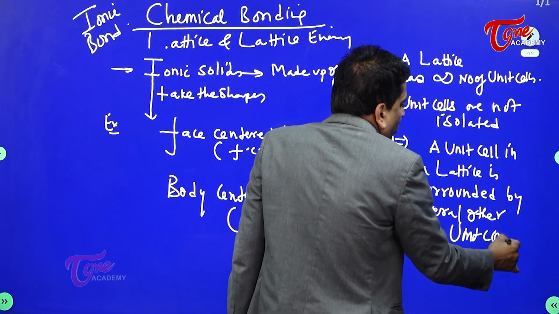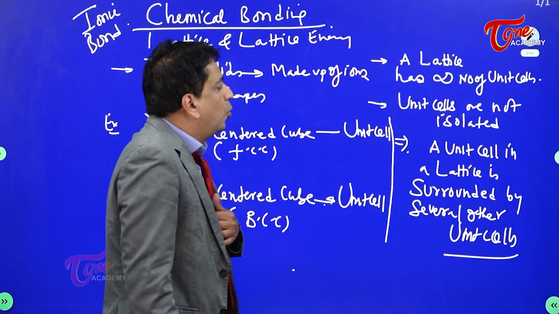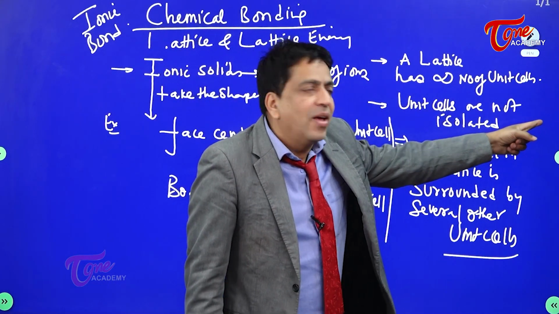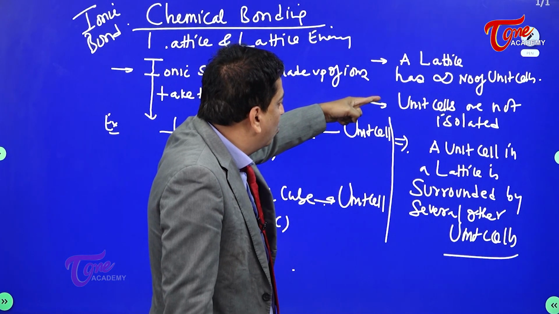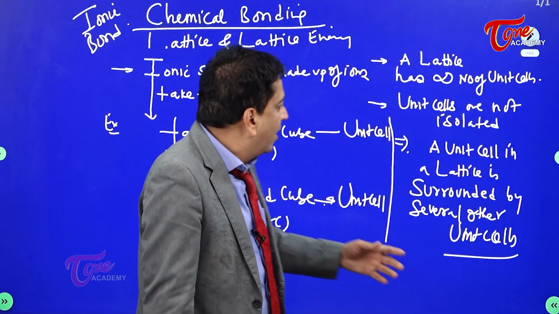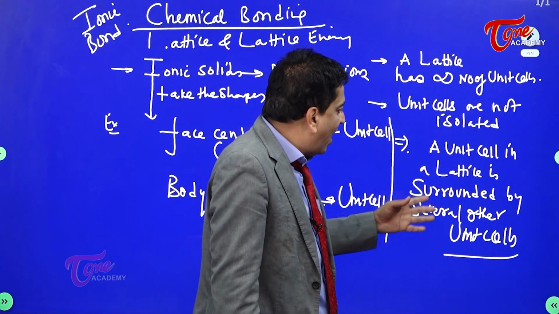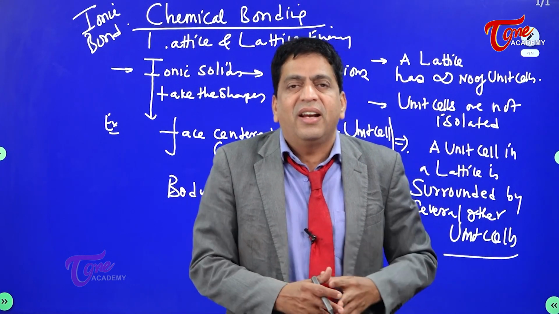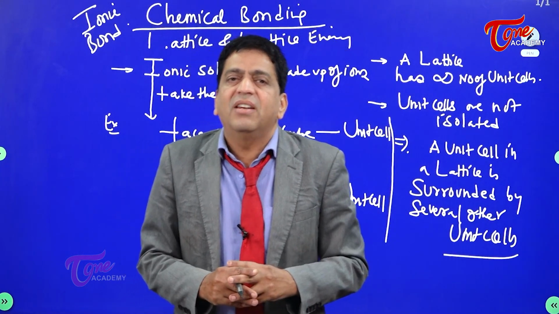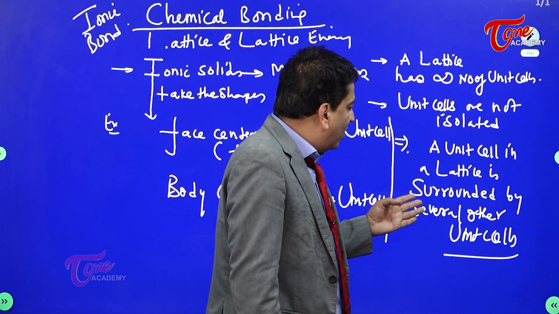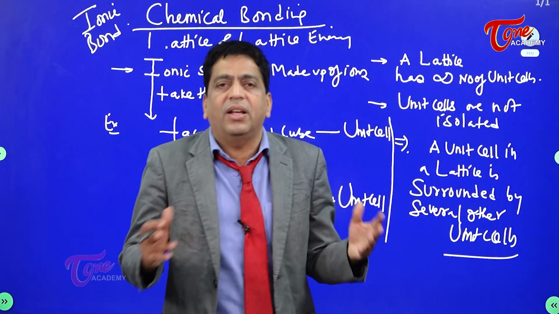Now it's common sense. You must understand. You yourself claim that the lattice has an infinite number of unit cells. When you have an infinite number of unit cells, they are not isolated. You're not isolating them. And a unit cell in a lattice, if you combine the first and the second and make a reconciliatory statement, then remember that a unit cell in a lattice is surrounded by several other unit cells.